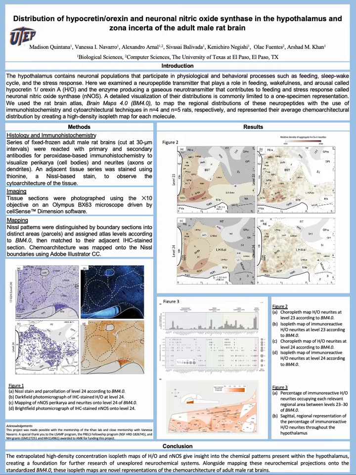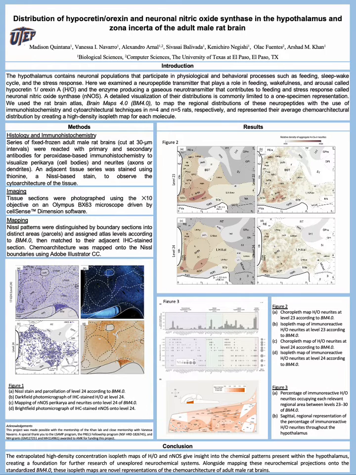Two methods were used to stain these sections: immunohistochemistry and a Nissl-based thionine stain. Sections were stained with the primary and secondary antibody for peroxidase immunohistochemistry to visualize immunoreactive HO and nNOS, while an adjacent series was stained with Nissl staining techniques to visualize the cytoarchitecture of these sections. These tissues were mounted, photographed, and then parcellated and mapped using Adobe Illustrator.